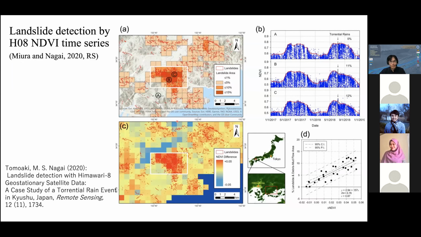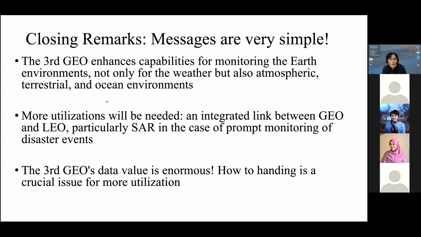Okay. This is the final part. The closing remark, my message from my talk, is very simple. Third generation geostationary meteorological satellites enhance the capabilities for monitoring the Earth environment, not only for the weather, but also the atmospheric and terrestrial. Today, I'm not talking about these things. Also the ocean environment is another issue to monitor with Himawari-8. So more utilization will be needed.